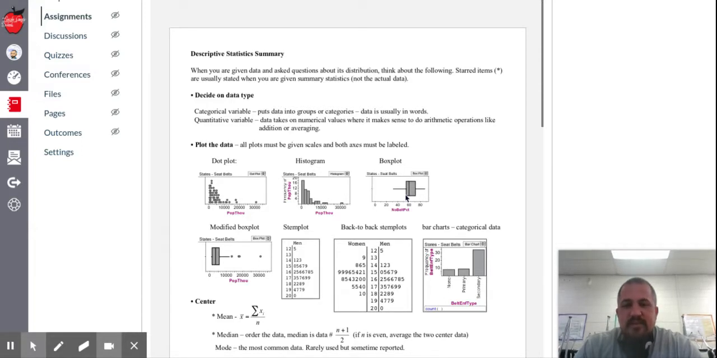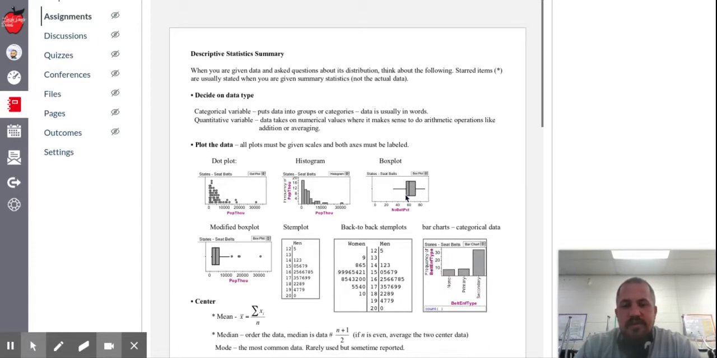Plotting the data. Anytime you make a dot plot, a histogram, a box plot, a stem plot, any of those, you want to label it. Labeling it is really important, labeling both the horizontal and the vertical axis. And again, in a dot plot, your dots go vertically if you have more than one. In a histogram, all the bars touch.